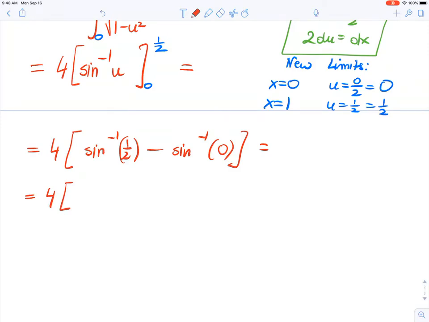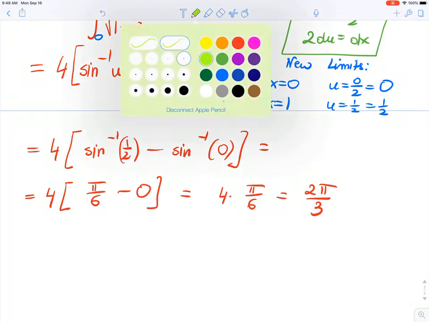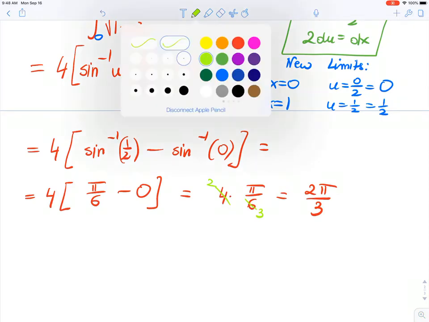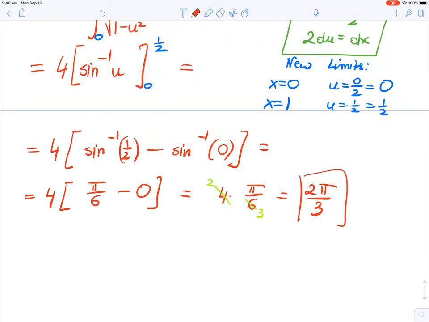For what angle is sine equal to 1/2? Of course, pi over 6. For what angle is sine equal to 0? Of course, 0. 4 times pi over 6 is 2 times pi over 3, because I just divided both numbers by 2. 2 pi over 3. That's the final answer. Thank you.